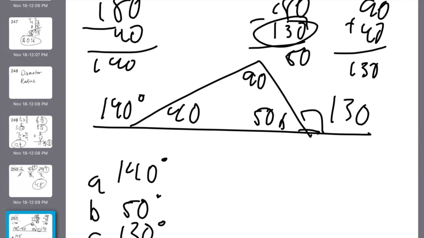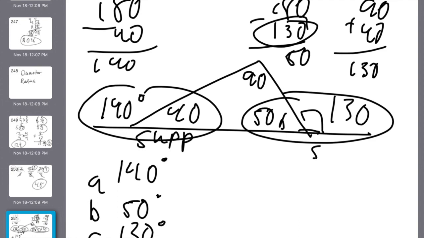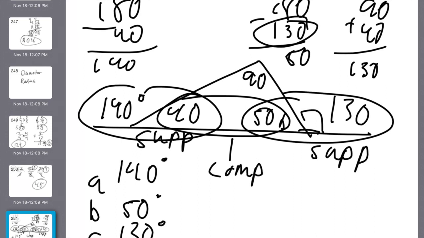Now I'm supposed to go back and classify any angle pairs as supplementary or complementary. Okay, so this one right here, guys, that's supplementary. And this one right here is supplementary. And these two in the middle, 40 plus 50, is complementary. Remember, supplementary adds up to 180, complementary adds up to 90. So you could just write those numbers, guys.